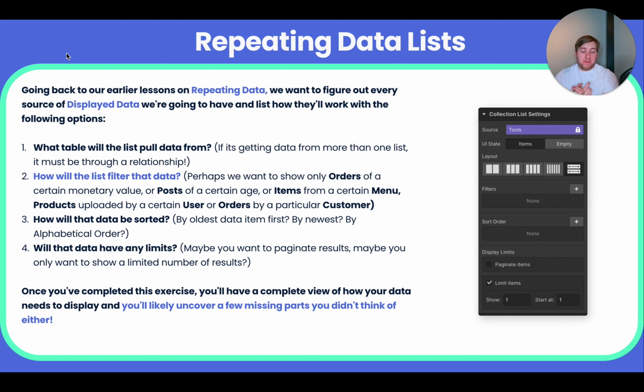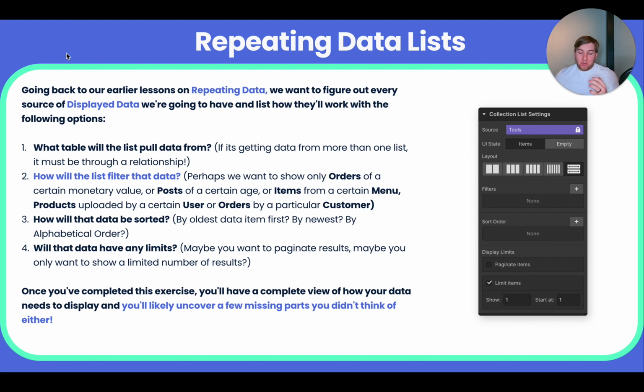Second of all, how am I going to filter it? What are some of the conditional rules and criteria I'm going to put on that filter? You want to think about how that data is going to be sorted. So, is it the oldest data item first? Is it alphabetical? What is it? And then you also want to think about, is that data going to have any limits? Because, for example, you might want to paginate results. So, this idea that if you've got, say, more than 10 or more than 20, whatever number you specify on a page, then you've got to click next or click back. But it's really just up to you to figure out what does that look like.